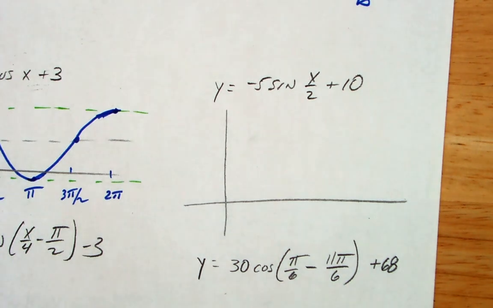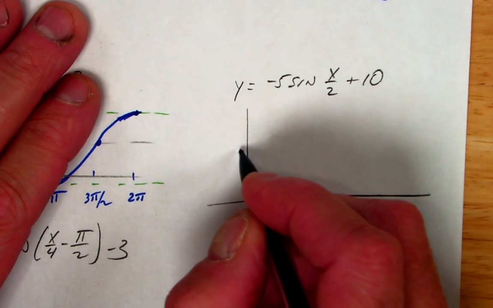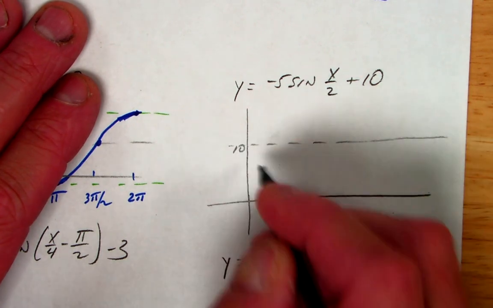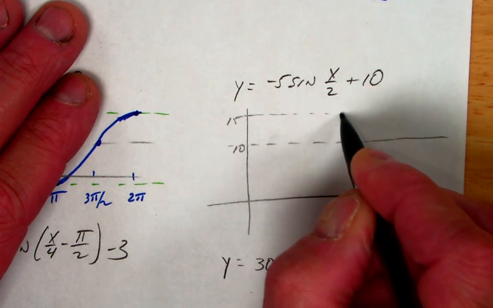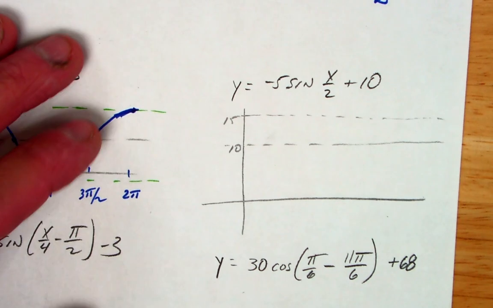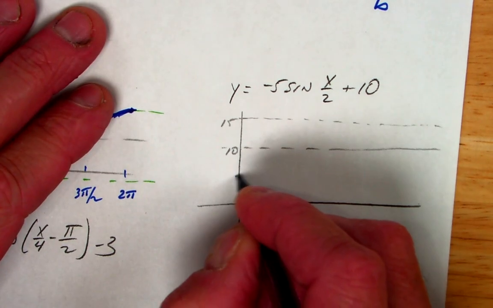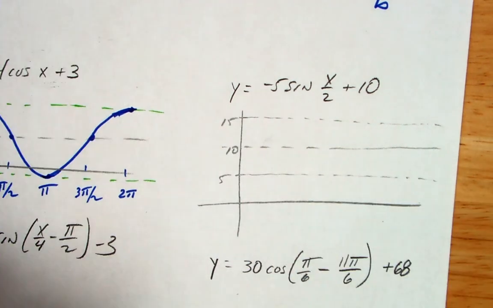So now we're thinking ahead about how we're going to draw our picture here. My center line is going to be 10. The highest it's going to go from there is 15. Why? My amplitude is 5. And we're going to go down here to 5, and that's the lowest it's ever going to go.